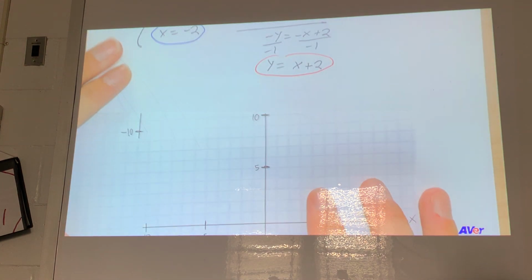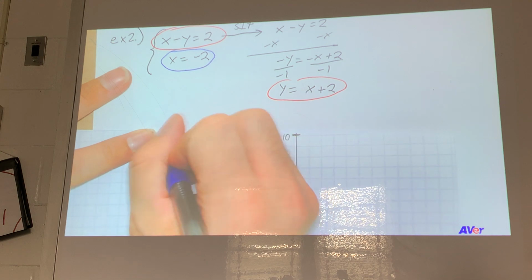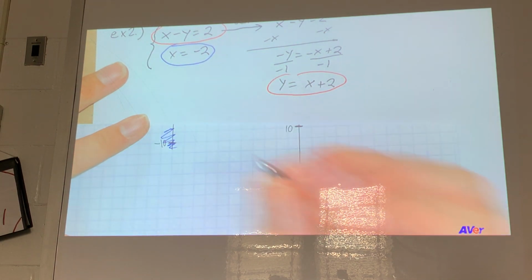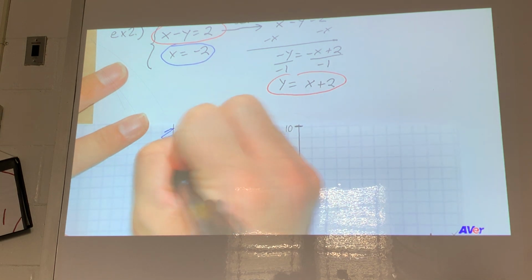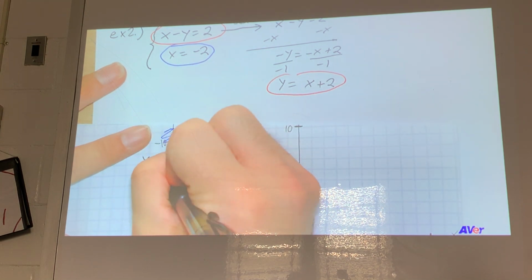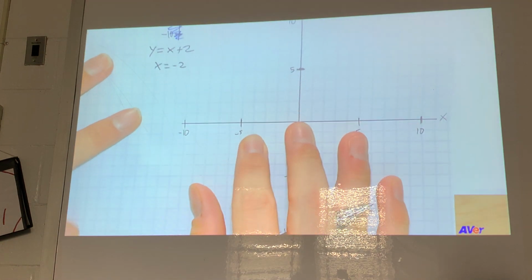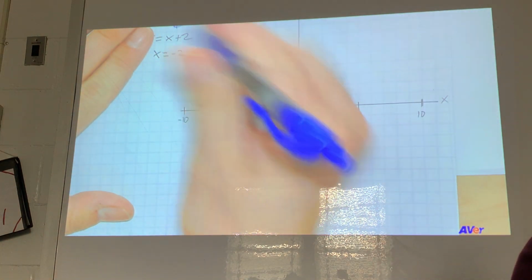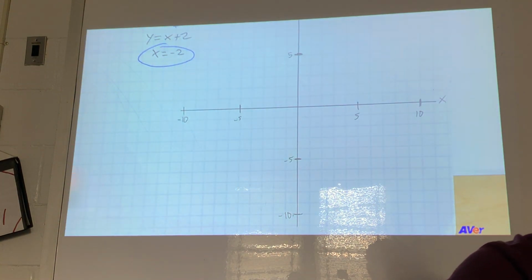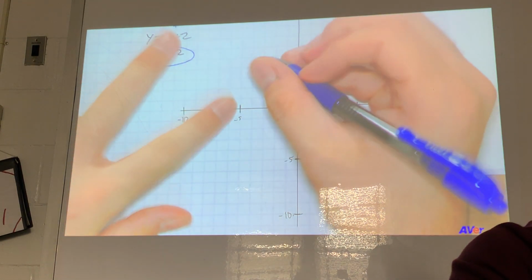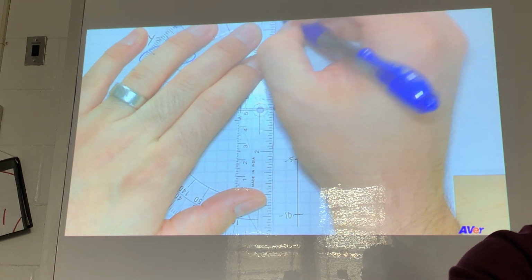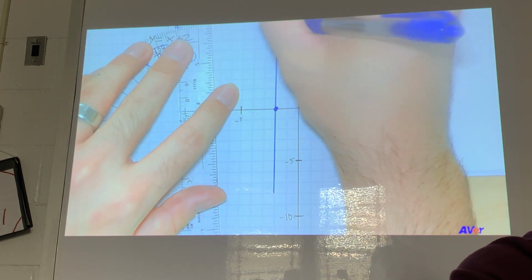All right, so let's graph. I'm going to write my equations down on this graph. I have y equals x plus 2 and x equals negative 2. All right. X equals negative 2 is easy. How do I graph that? Josh? Negative 2 on the x-axis on the bottom. Very good. Negative 2 on the x-axis, and it's just a vertical line. So this is x equals negative 2.